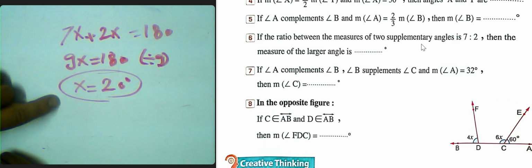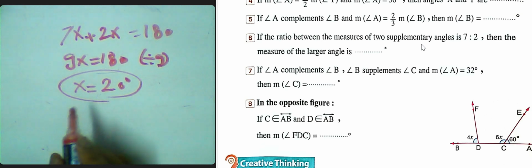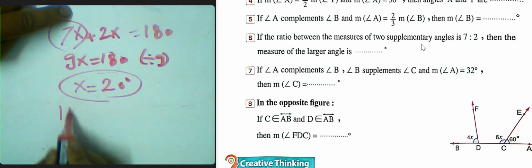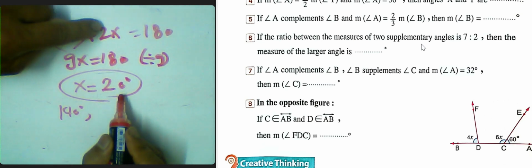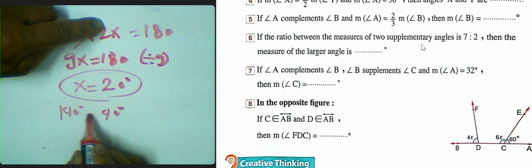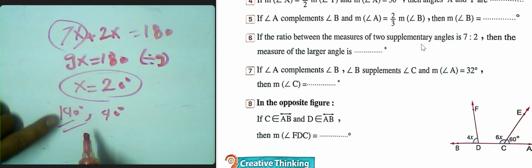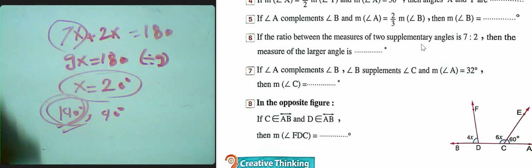The value of x will be what? 20 degrees. Then the first angle, 7 times 20, will be 140 degrees, and the second, 2 times 20, will be 40 degrees. The measure of the larger angle will be 140. The result will be 140.